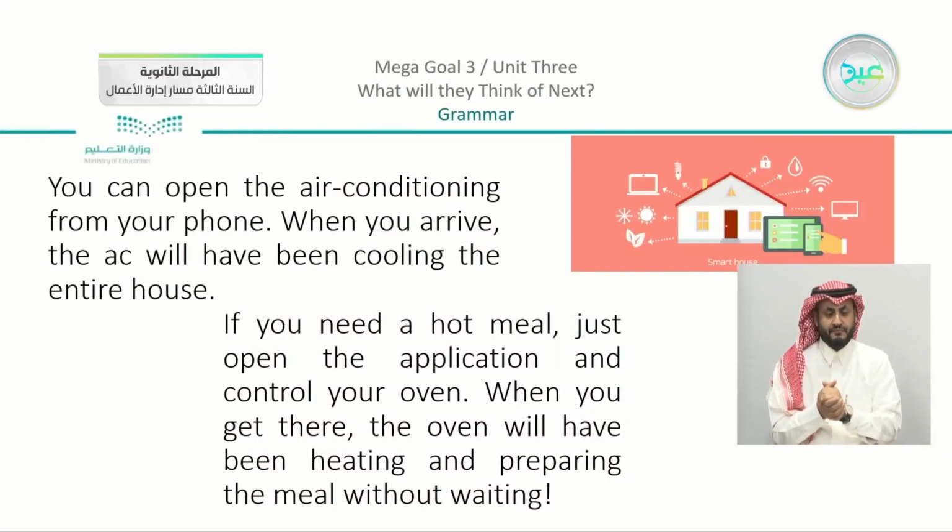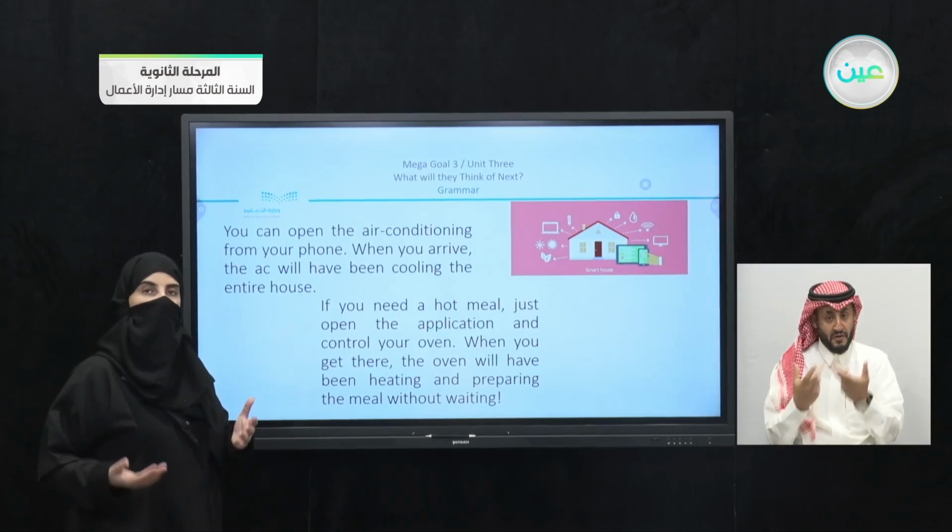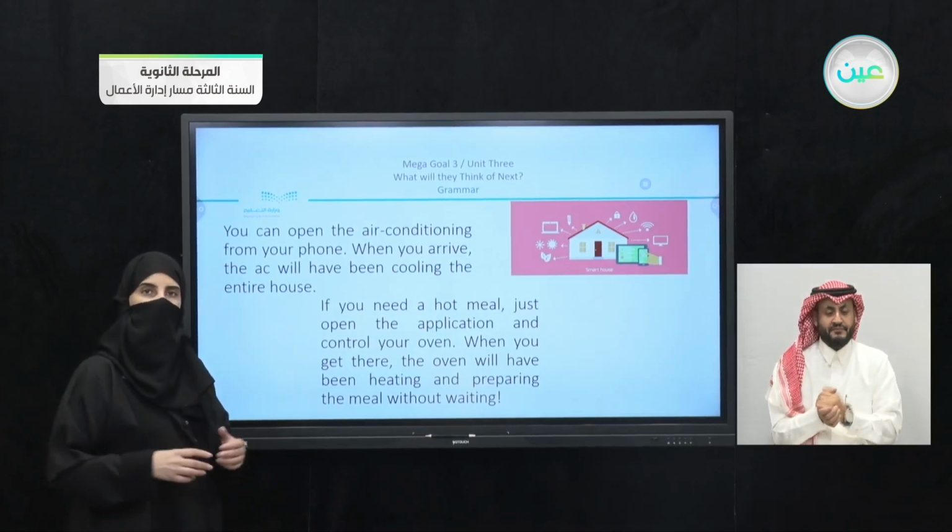You can open the air conditioning from your phone. When you arrive, the AC will have been cooling the entire house. If you need a hot meal, just open the application and control your oven. When you get there, the oven will have been heating and preparing the meal without waiting. So the smart house actually even prepares meals for you. Okay, so where is the future tense here?